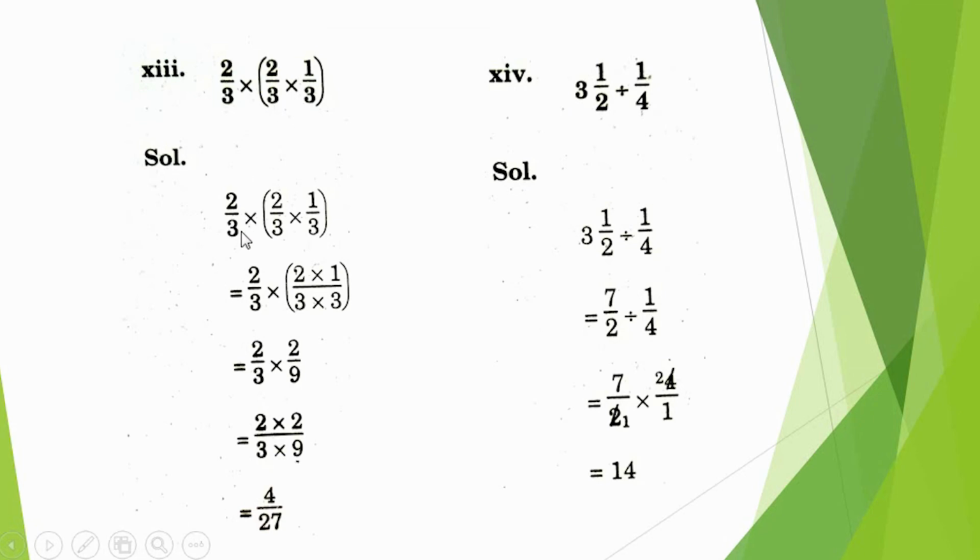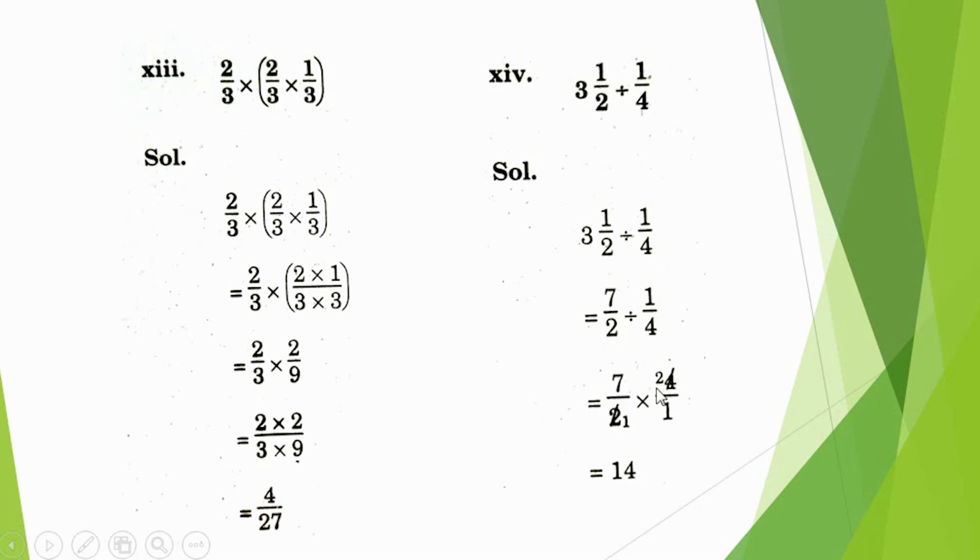Question number 13, 2 over 3 multiply 2 over 3 multiply 1 over 3. First of all, we solve the round bracket. 2 ones are 2, 3 threes are 9. When we multiply 2 with 2, answer will be 4, 3 nines are 27, answer will be 4 over 27.